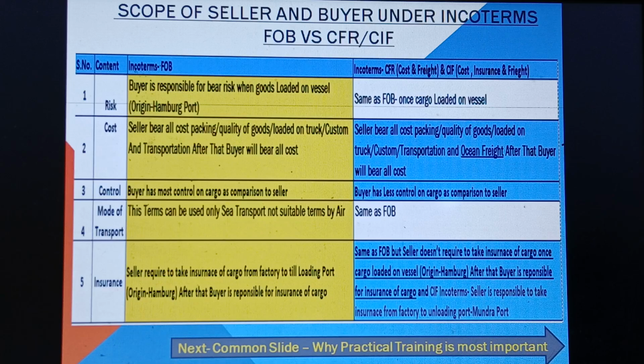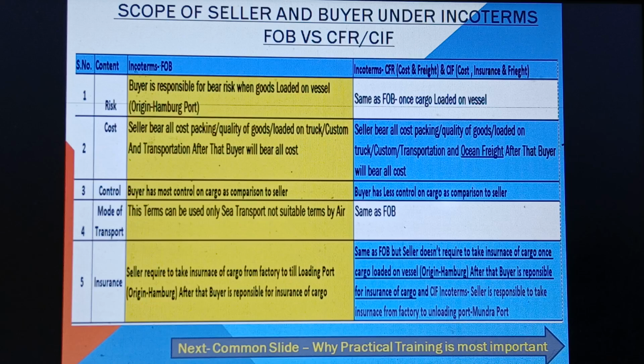And the third is control. In the FOB, the buyer has the most control on cargo as compared to the seller, and in CFR and C&F, the buyer has less control on cargo as compared to the seller, because it totally depends upon the seller. When they do the booking, when the cargo is sold, they just inform, but the buyer has no control.